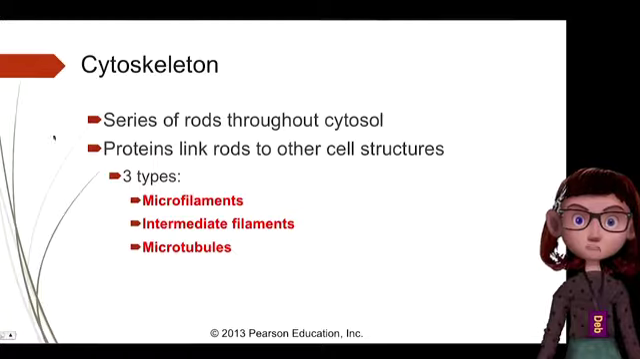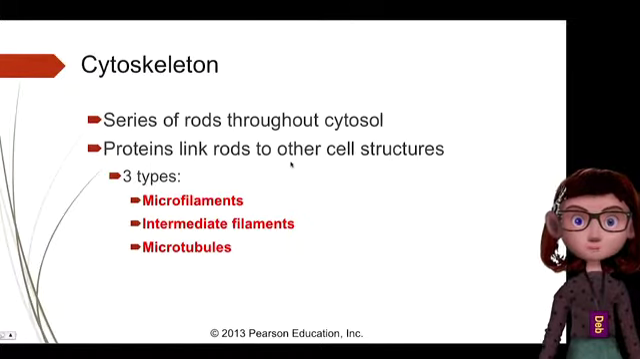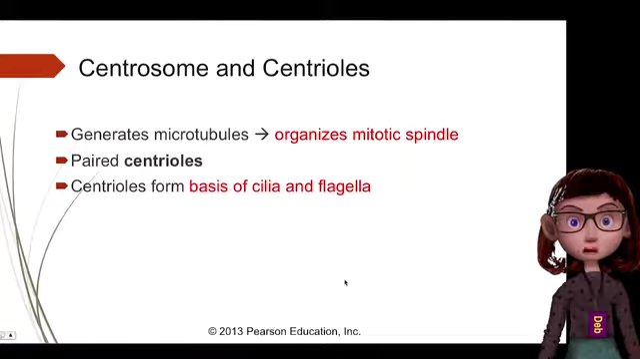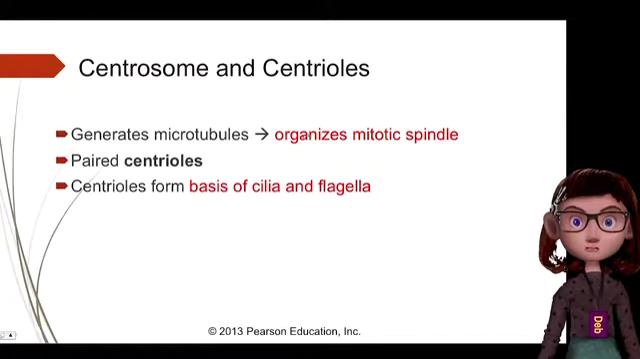The cytoskeleton. This is a series of rods throughout the cytosol. Proteins are going to link these rods to other cell structures. There are 3 basic types: microfilaments, intermediate filaments, and microtubules. Then we have the centrosome and centrioles. These will generate microtubules to form the mitotic spindle.